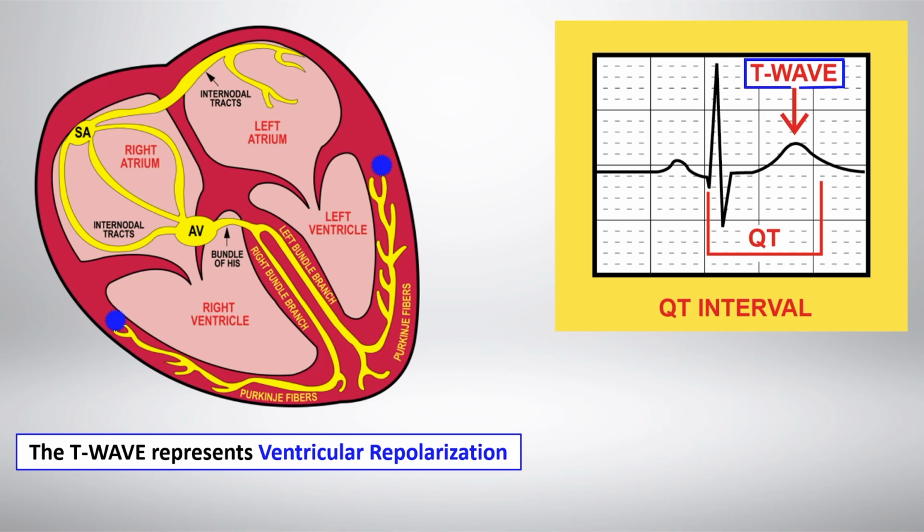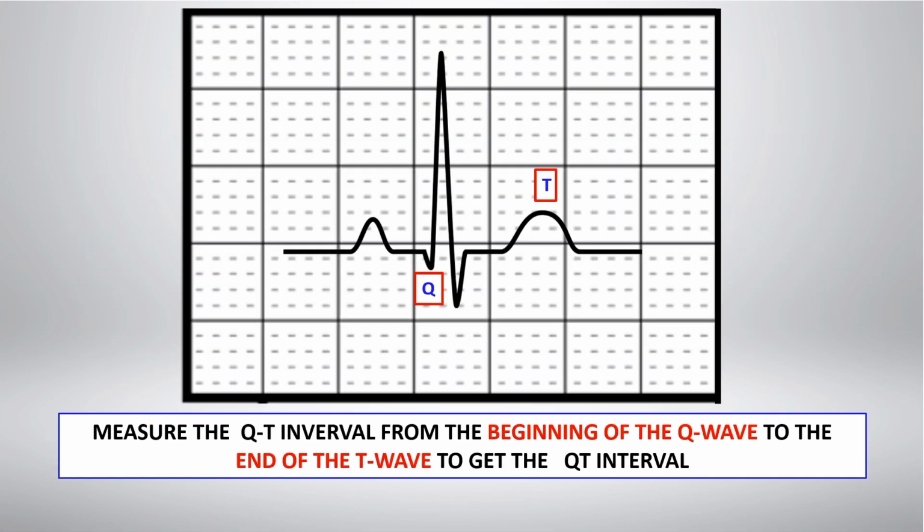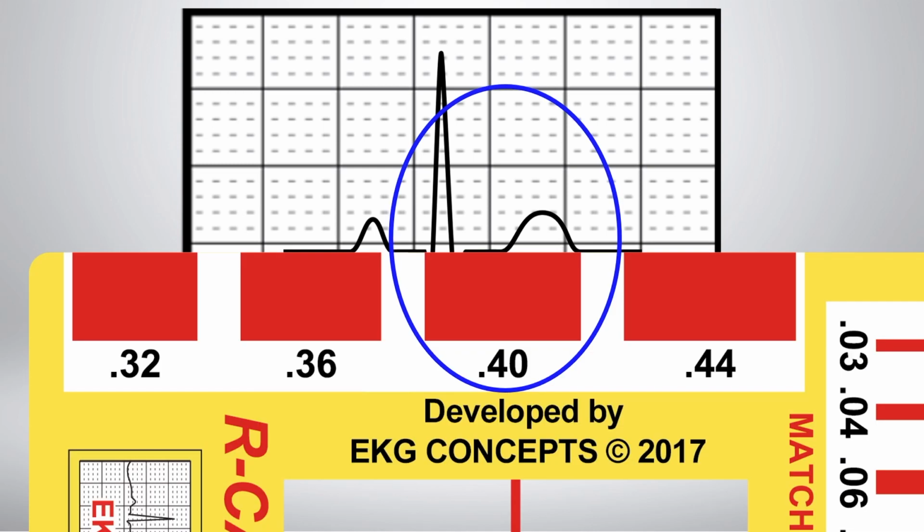The T wave represents ventricular repolarization. The QT interval represents depolarization and repolarization of the ventricles. Measure the QT interval from the beginning of the Q wave to the end of the T wave to get the QT interval. Using the calibrated red boxes on the EKG badge, you can see you have a QT interval of 0.40.